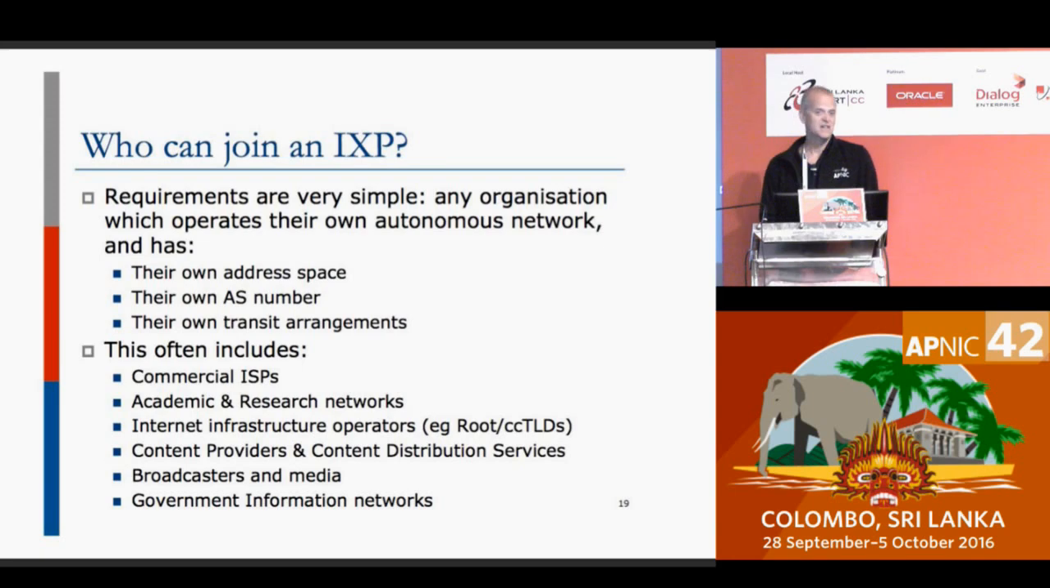So this means it can be commercial ISPs, it can be academic and research networks. Right? They're running network infrastructure as well. Infrastructure operators come along to the exchanges. They love the exchanges. So root operators, the country top level domain will show up. Because again, having a root name server or any of the country name servers right there at the IX means they have very, very instant access to all the participants of the IX.